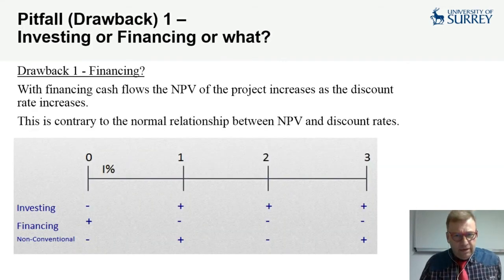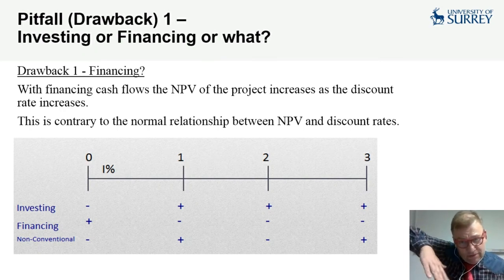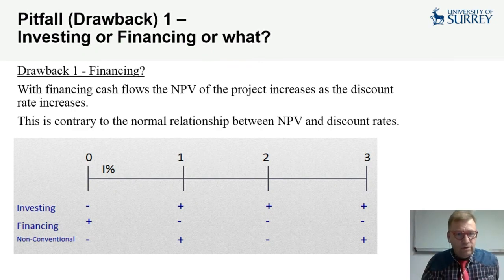Now, using this as the recap, we use the word pitfall or drawback or some kind of inefficiency of this system. So pitfall, drawback number 1 is investing or financing, or what? Because with financing cash flows, the NPV of the project increases as the discount rate increases. This is the idea, that if you are borrowing money from someone, then it goes the opposite way. This is contrary to the normal relationship between NPV and discount rates, because normally, when the discount rates are higher, NPV tends to be smaller. So we have on this table this investing and financing issue.